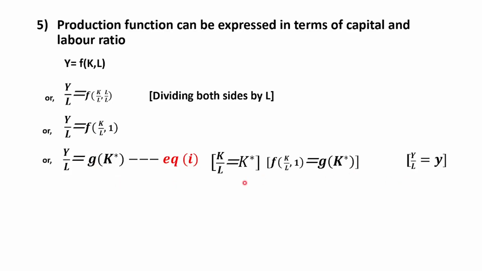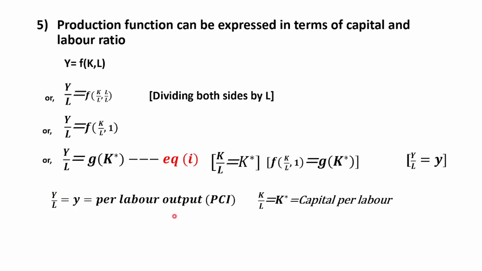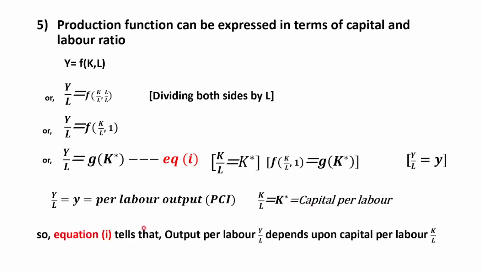Similarly, Y by L is represented by small y, where small y means per labor output or per capita income. Here Y means total output or total income, and L means labor or population. So when we divide, we get per capita income or per labor output. Again K by L means K asterisk, and K asterisk means capital per labor. So equation 1 tells that output per labor depends upon capital per labor.